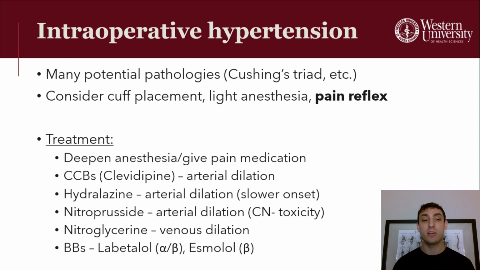You can consider your calcium channel blockers, hydralazine, and nitroprusside, all of which cause arterial dilation. For hydralazine, note that it works a little more slowly. And nitroprusside has a nasty side effect of potential cyanide toxicity. There is also nitroglycerin, which causes venous dilation, and your beta blockers, labetalol, which is an alpha beta blocker, and esmolol, which is more of just a standard beta blocker.